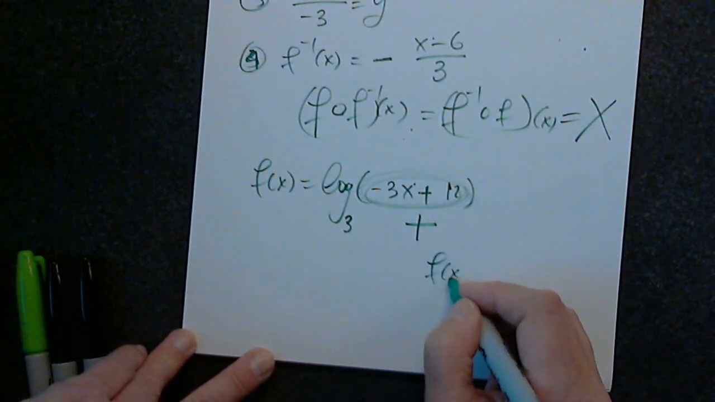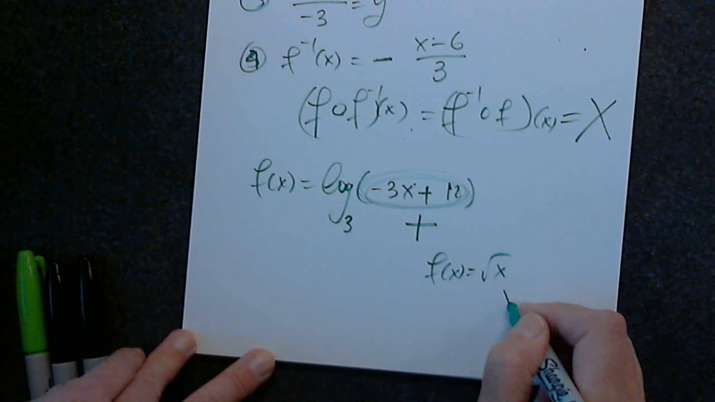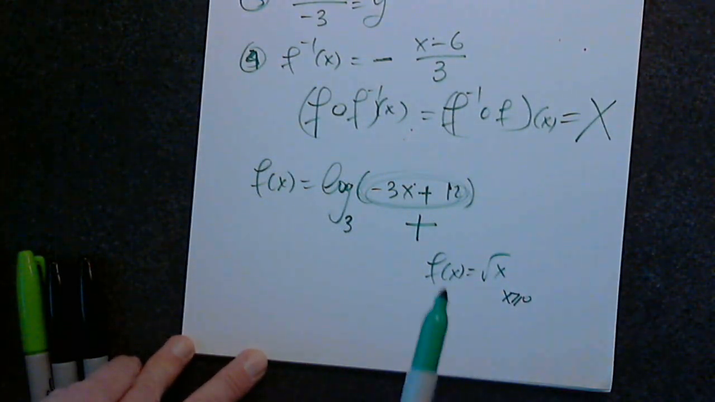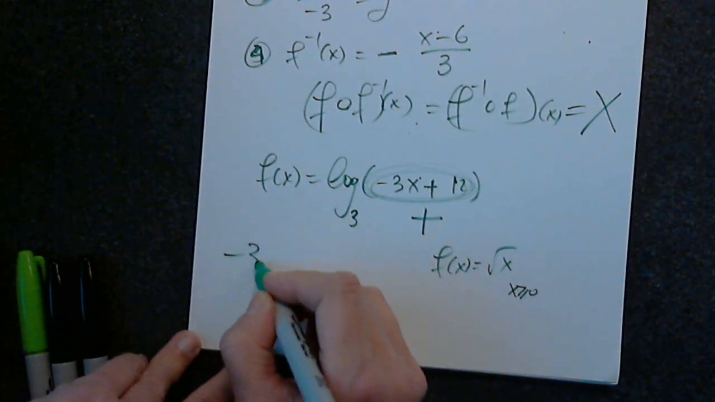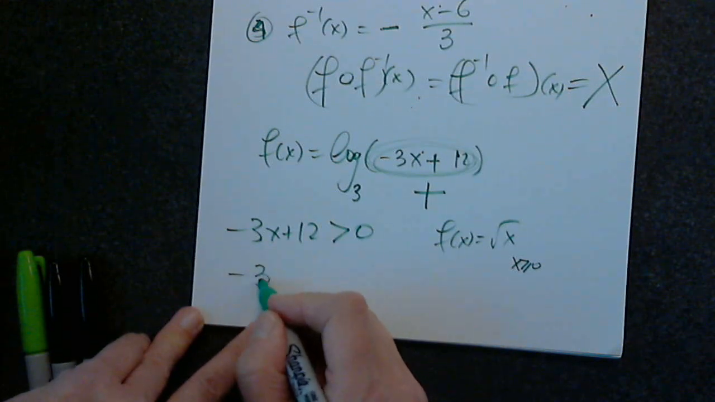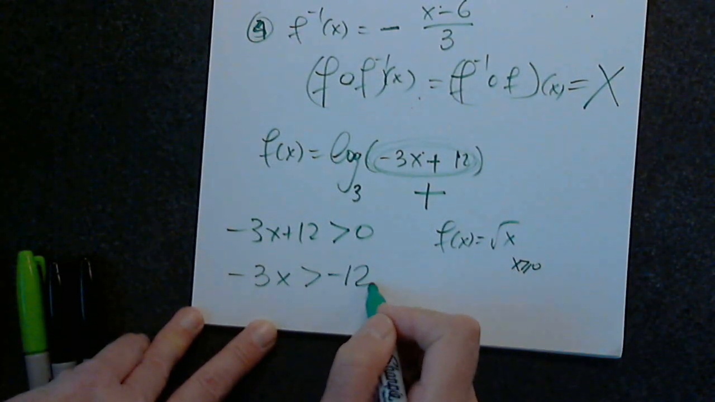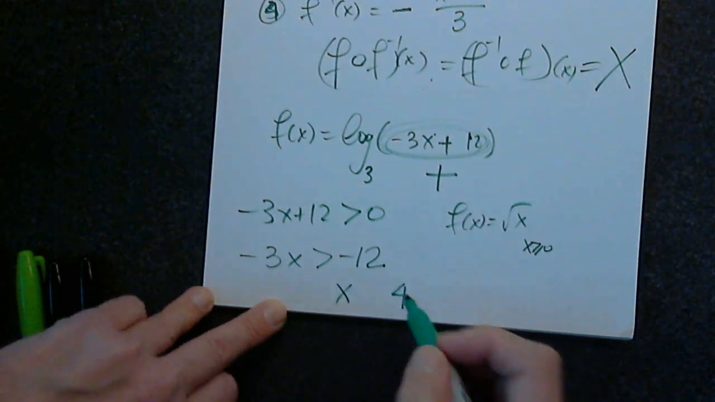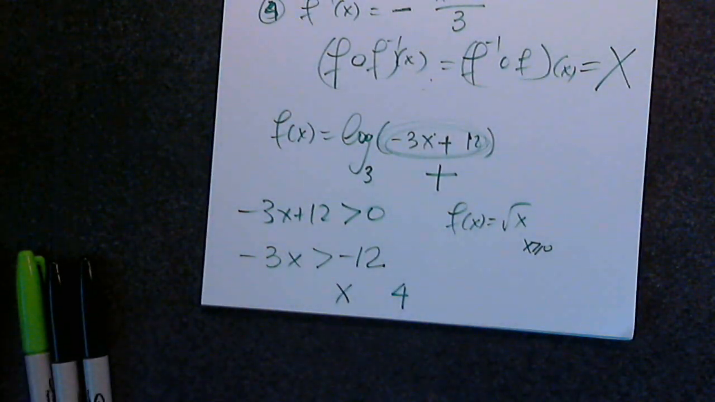When we looked at f of x equals the square root of x, we said x could be positive or 0. Here it cannot. It must be strictly positive. So negative 3x plus 12 must be strictly greater than 0. Negative 3x must be greater than negative 12. We divide both sides by negative 3. And what do I have to do every time I divide both sides of an inequality by a negative number? You have to flip the inequality. Exactly. From greater than to less than.